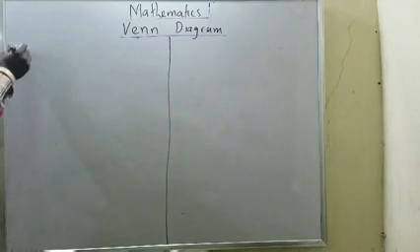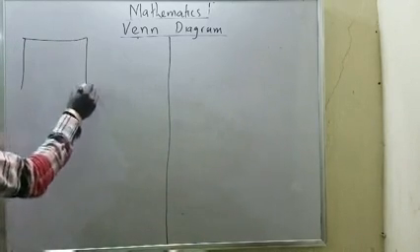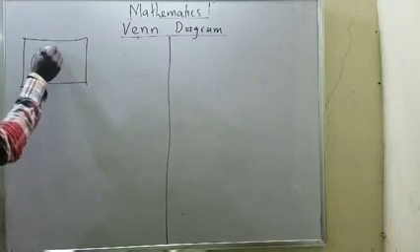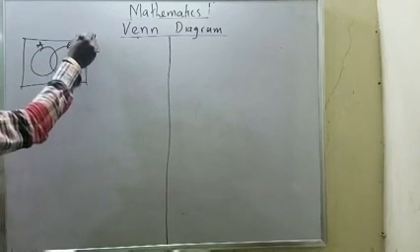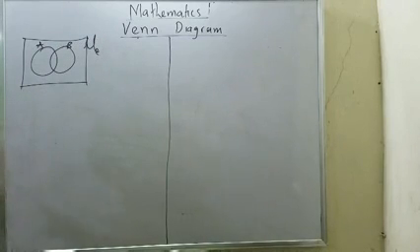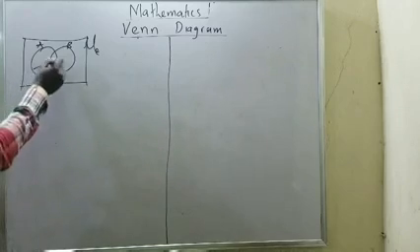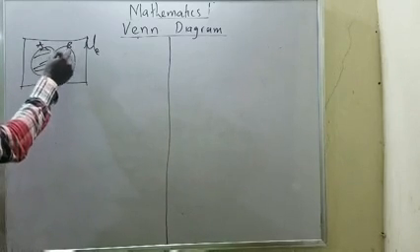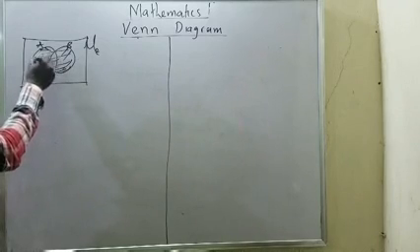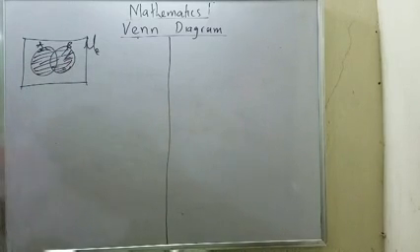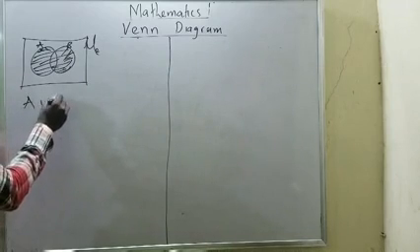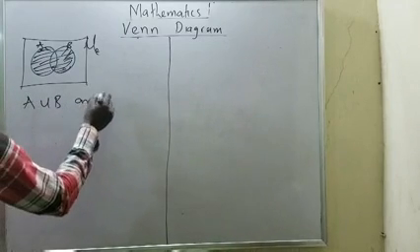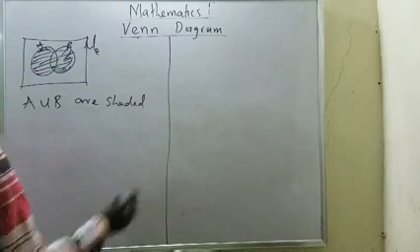If I have this type of Venn diagram, and I have this and this, I've called this A, I've called this B, and this is my universal set. It means all of them are shaded. If all of them are shaded, what we are trying to say is that A union B is shaded. That is just the meaning.